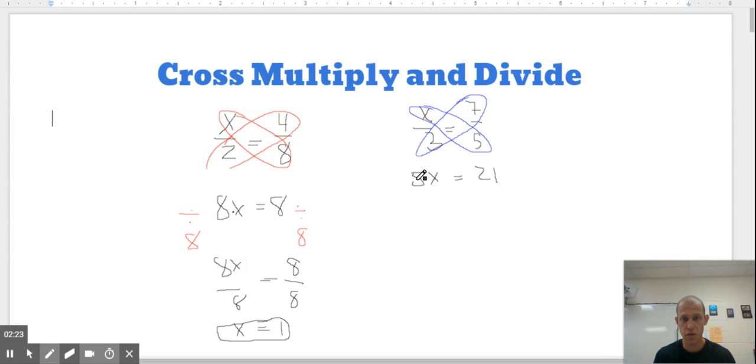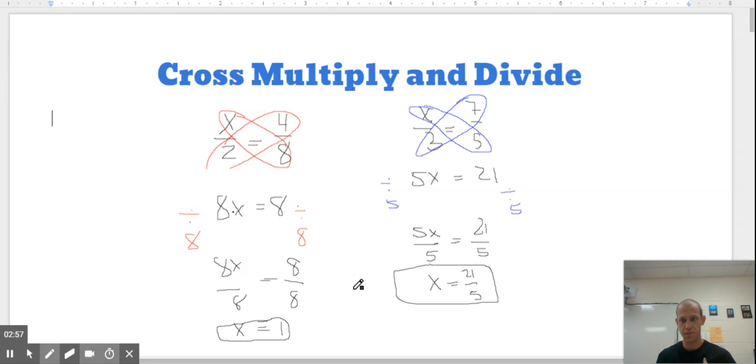And divide. So I have to divide both sides by 5. I'm writing this out, but eventually you will not need to, because you'll just understand what this means. So 5x divided by 5 equals 21 divided by 5. 5 divided by 5 is just x, or 1x. 21 divided by 5, I don't know what that is, so I'm going to leave it as a fraction, as long as I know that that fraction is simplified. So that is our answer.